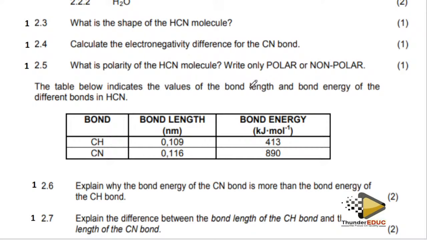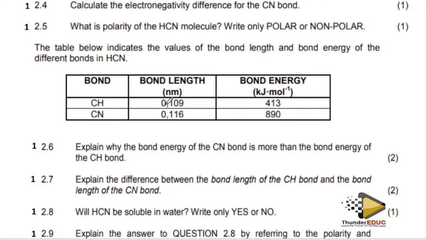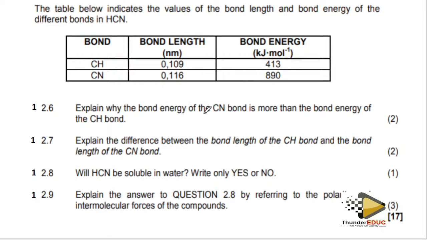The table below indicates the value of bond length and the bond energy of different bonds in hydrogen cyanide. Here you have this. Explain why the bond energy of hydrogen cyanide is more than the bond energy of hydrogen and carbon. Why is the bond energy of this more than the bond energy of this?